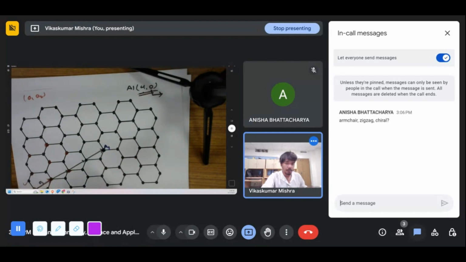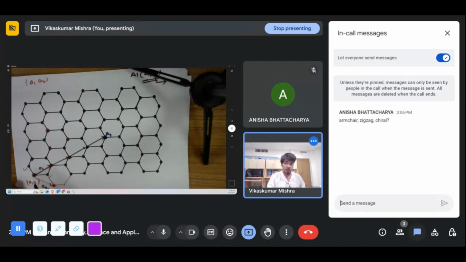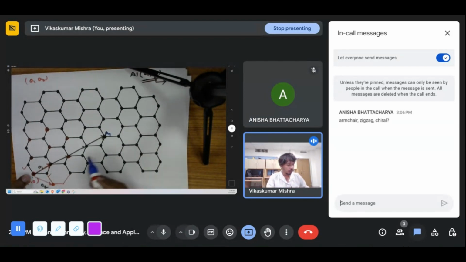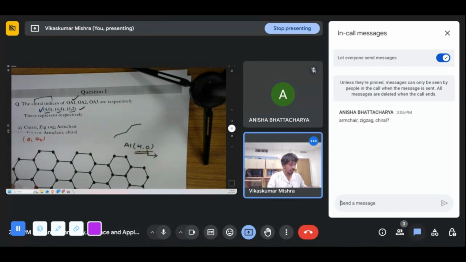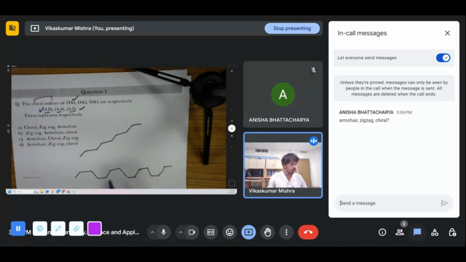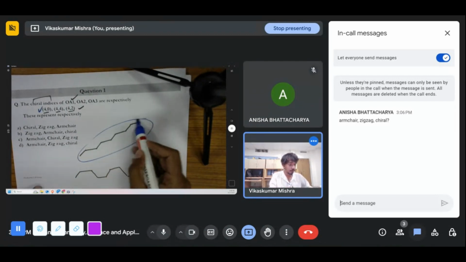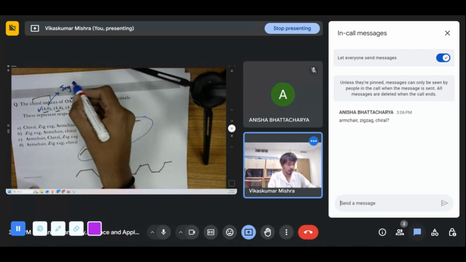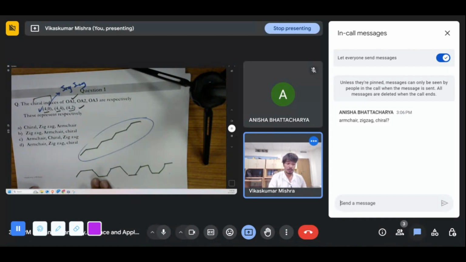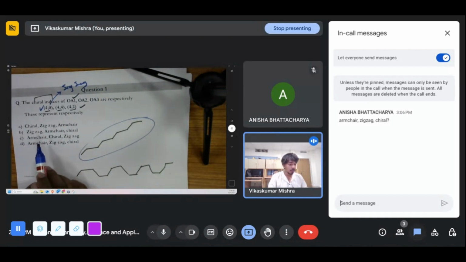This is a1. So from 0 to a1, let's see how we can go. We can go along this, right? So the first one, 4 comma 0, is a zigzag pattern, so we are following this particular way. So the 4 comma 0 is a zigzag. So the only option which we are able to see is the option B.